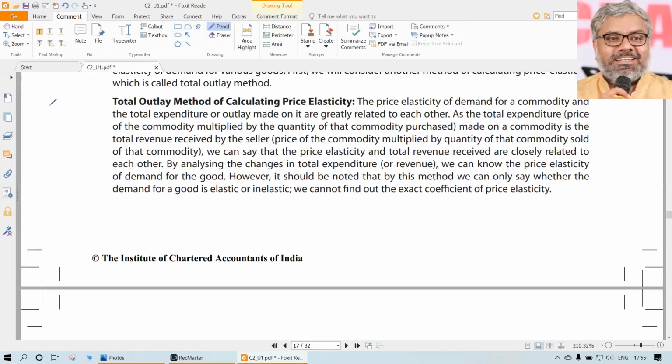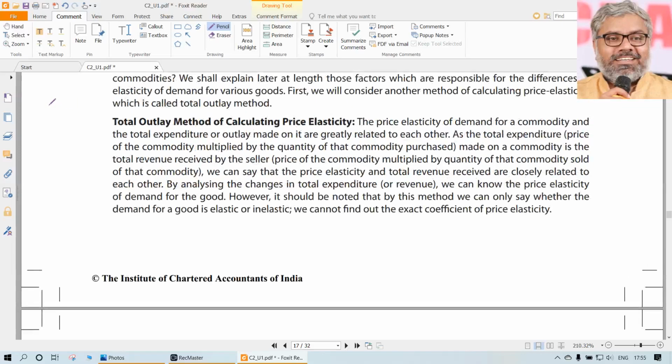So ultimately, what are the three possibilities that we can think about? The elasticity of demand can be either greater than 1, or equal to 1, or less than 1. So what does it indicate? If it is greater than 1, it is relatively elastic. If it is equal to 1, it is unitary elastic. If it is less than 1, it is relatively inelastic.